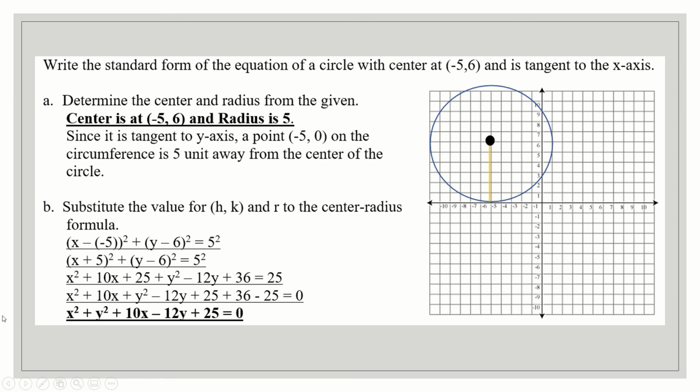Now, the standard form of the equation is x squared plus y squared plus 10x minus 12y plus 25 is equal to 0. This is the standard form of the equation of the circle. Okay?